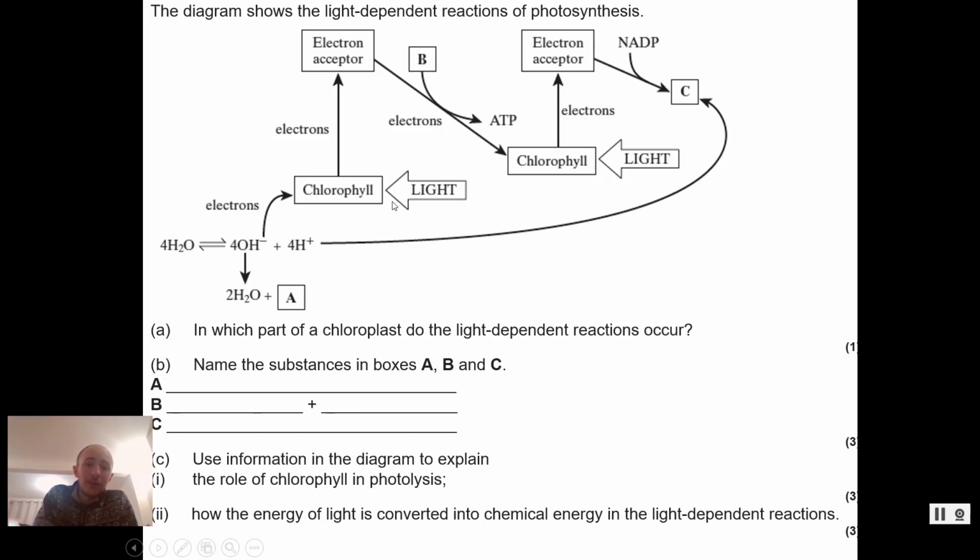I'll go through them. I have to say this is the most difficult question I could find on the light-dependent reaction, because I know we did it quite recently in class, so I do want to give you a challenge. Okay, so have a look at it and have a go. And pause me.